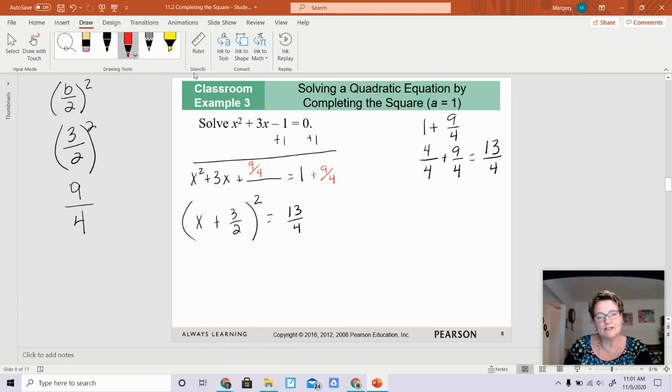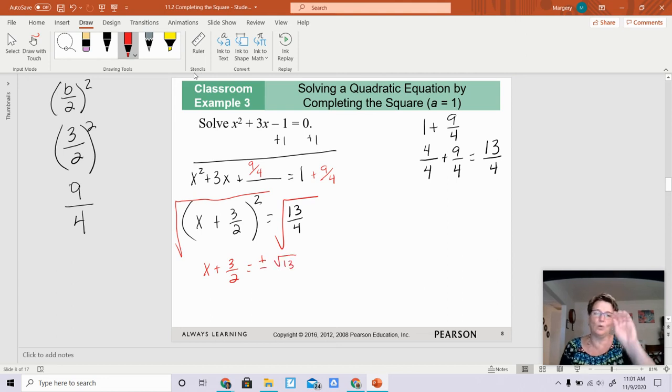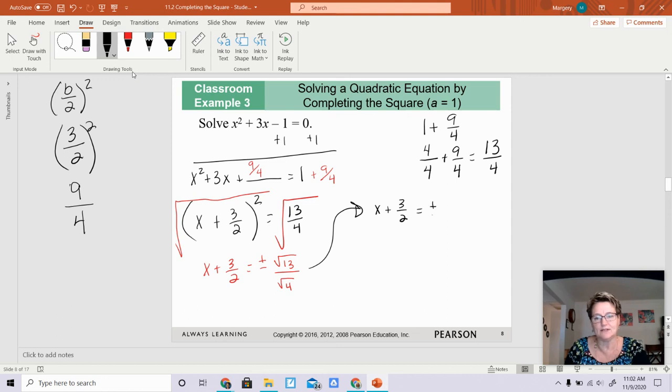Now, in order to get rid of this square, I have to square root both sides. So I'm left with x plus 3/2 equals plus or minus. And I like to break it up. I like to have, instead of having one big giant square root, I like to do this, only because then I can see it better. So because I'm running out of room, I'm going to go over here. So that leaves me with x plus 3/2 equals plus or minus the square root of 13 over the square root of 4 is 2.